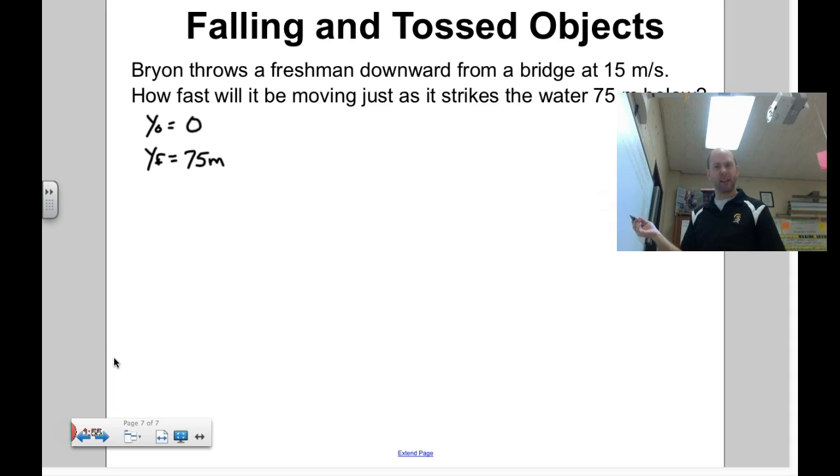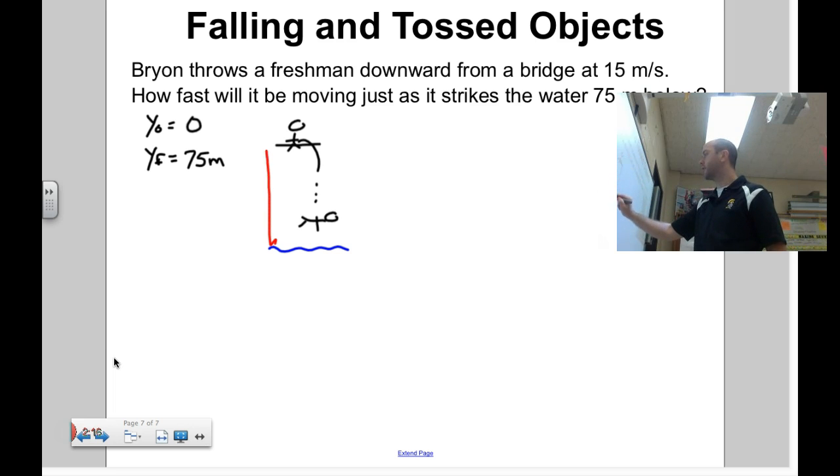Sometimes it helps to draw a picture. So let's say we're on a bridge. There's Brian, and he throws this freshman downward. And there's the water below. So from here to here is 75 meters. Not showing up too well. That's a 75, trust me.